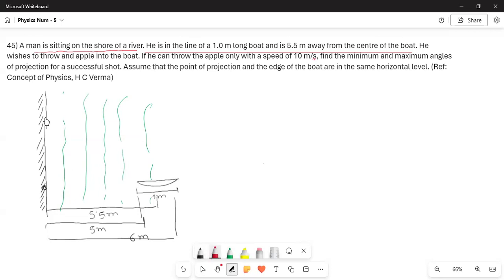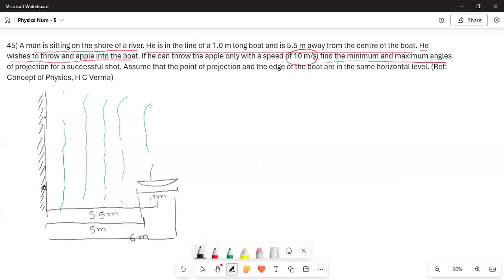The question is, he wishes to throw an apple into the boat. Fine. And he can throw the apple at 10 meters a second. Find the minimum and maximum angles that he should use.